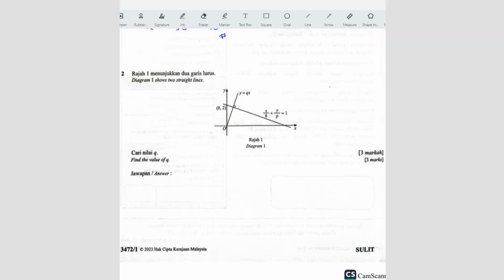Question number 2. Diagram 1 shows two straight lines. Find the value of Q. Okay, so you notice there are two equations here. The first equation for this line and the second equation for the second line.